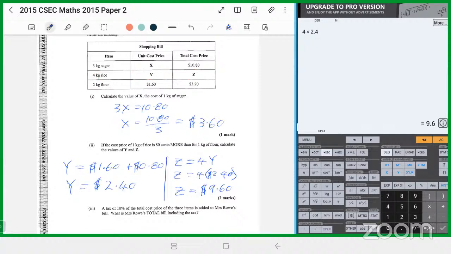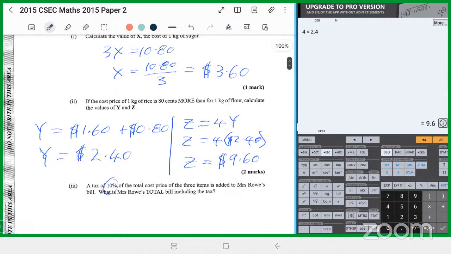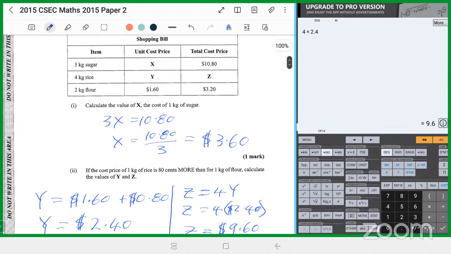Shopping bill. Anything else? It says then, a tax of 10% of the total cost price of the 3 items is added to Mrs. Rose's bill. What is Mrs. Rose's total bill? So if she's adding a tax of 10%, it means that she's paying 110%. You don't have to calculate 10% first. She's paying 110% of the total. What is our total bill? Our total bill is the sum of these 3.